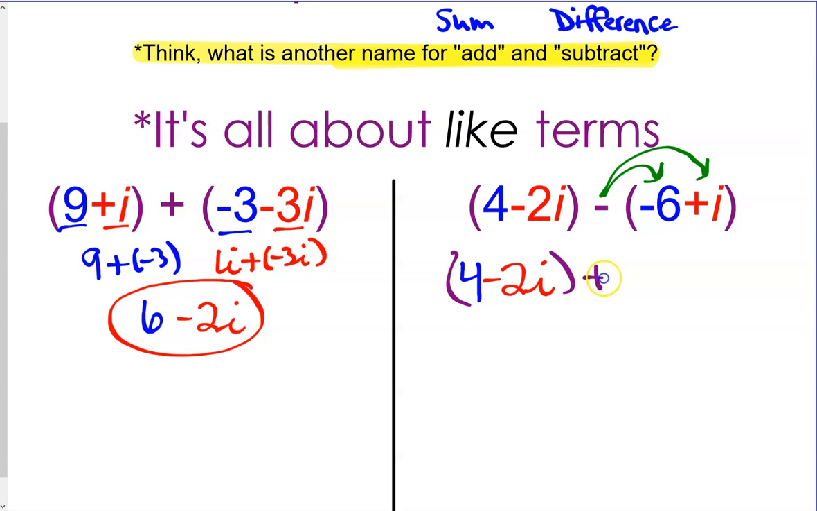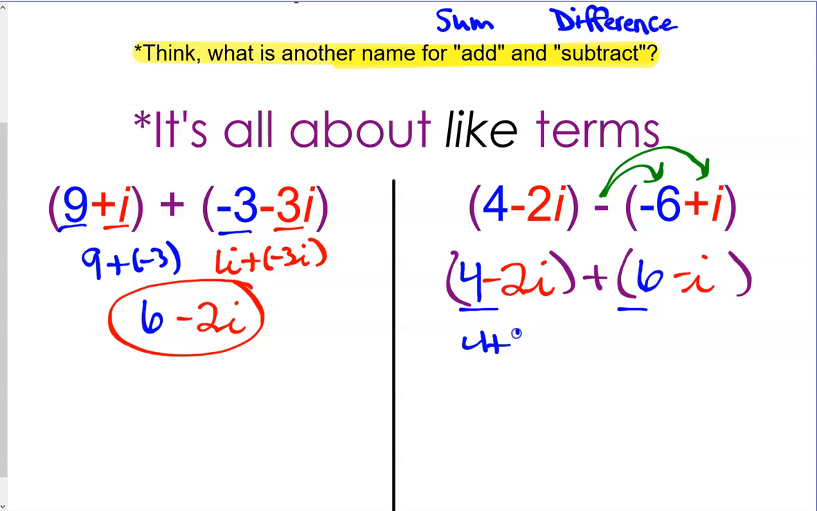But now we can say we are adding. Negative times negative 6 gives you positive 6. And negative times i gives you negative i. So you can distribute your negative and make it back into an addition problem. All right, add my real pieces together.